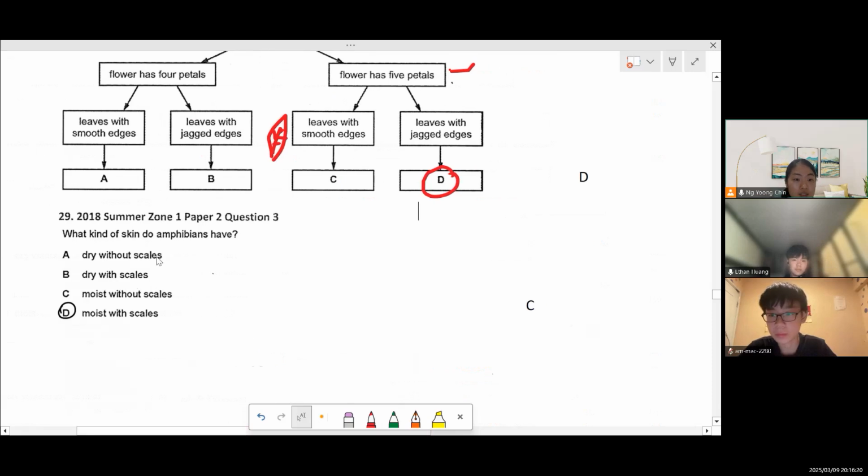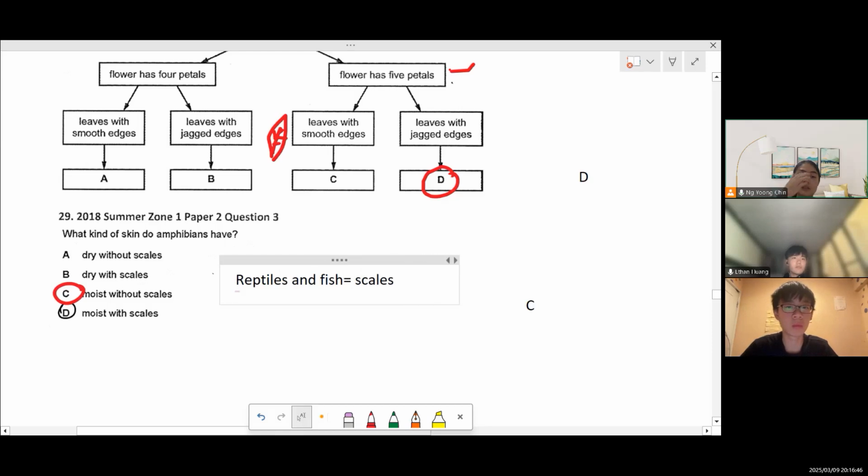Okay, then what kind of skin should amphibian have? Amphibians have moist skin, but they don't have scales. But in the fish, you have the scales and also some reptiles. Reptiles do contain scales, reptiles and the fish. But in the amphibian, we don't have.